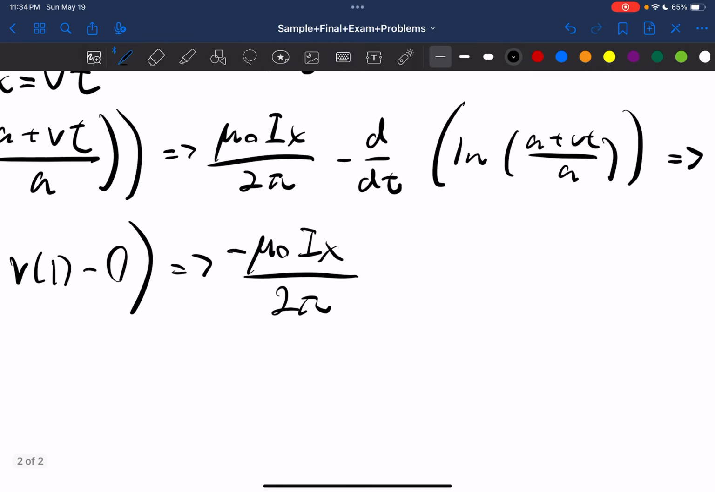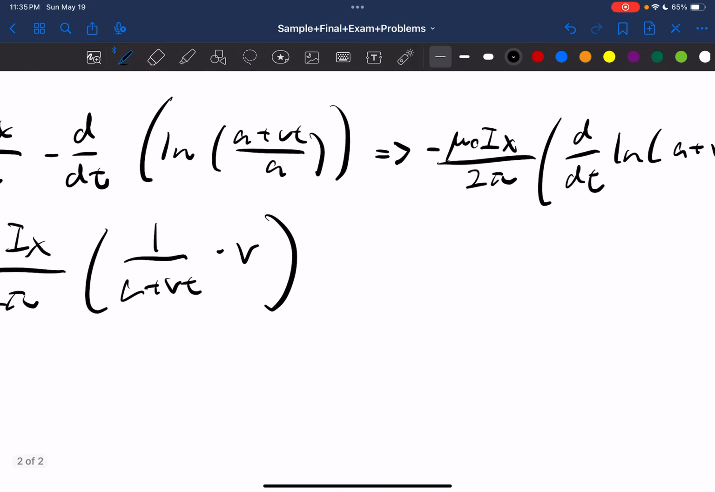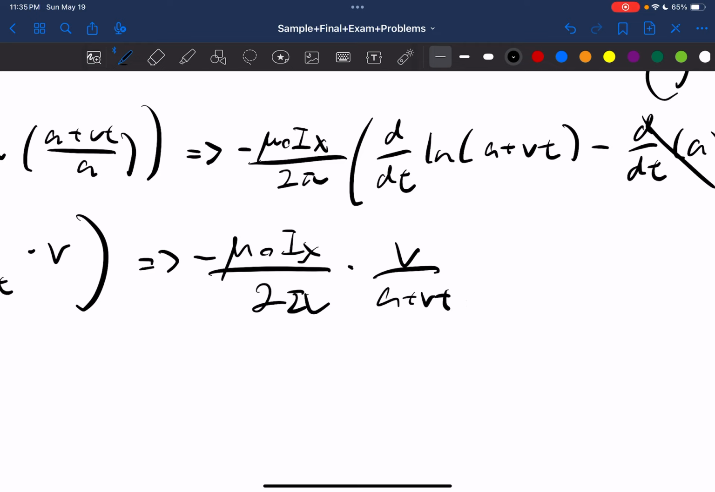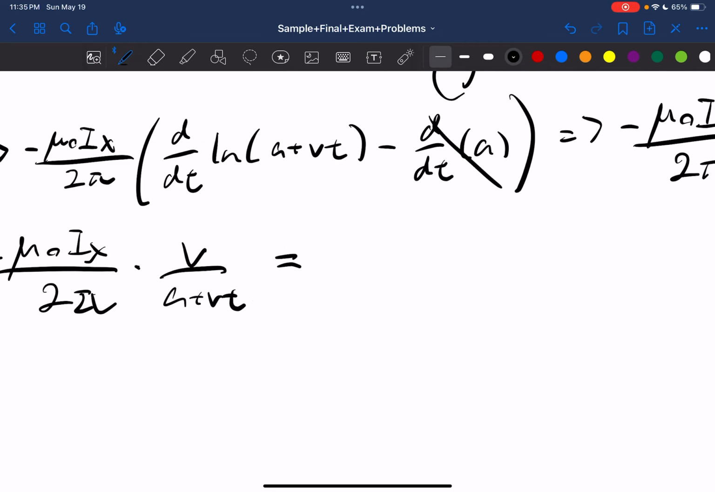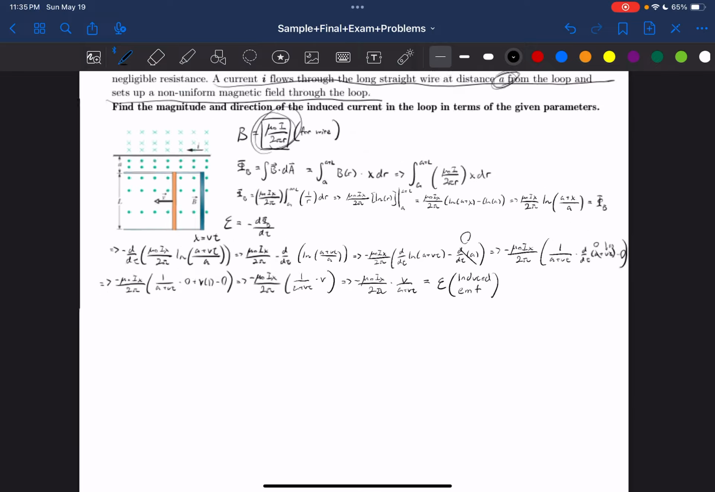Now if you simplify, this is simply going to turn into mu naught Ix over 2 pi times 1 over A plus Vt times V. If you simplify that again, it's going to be mu naught Ix over 2 pi times V over A plus Vt. And there you have it. This is the induced EMF, from Faraday's law of induction.